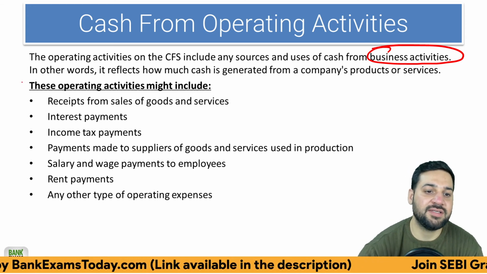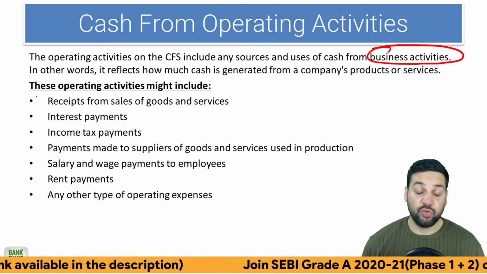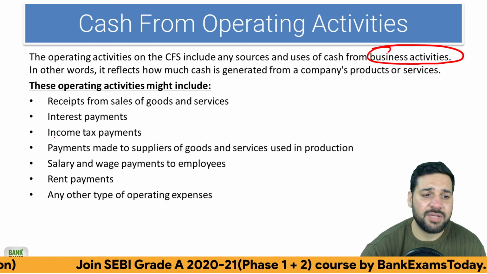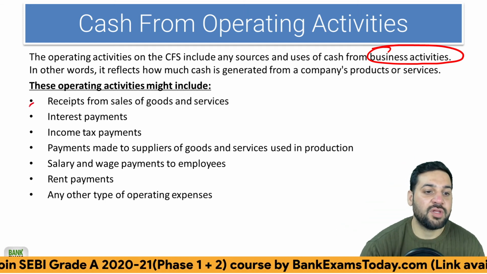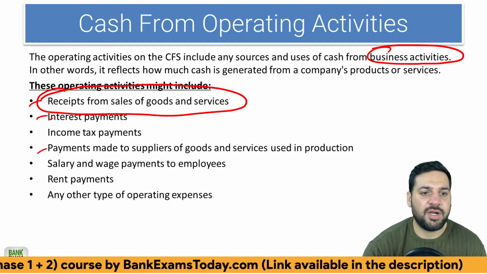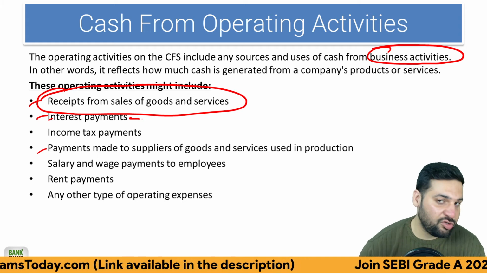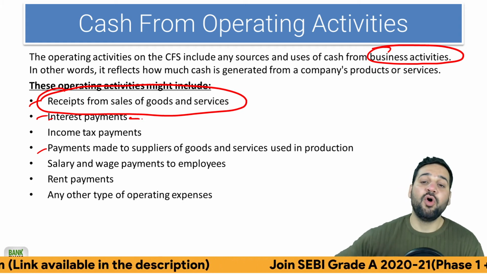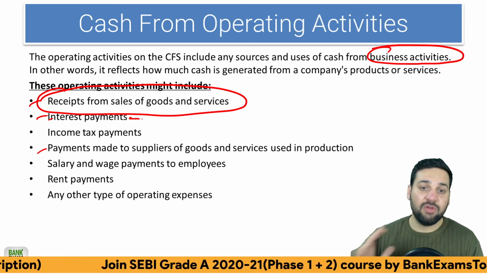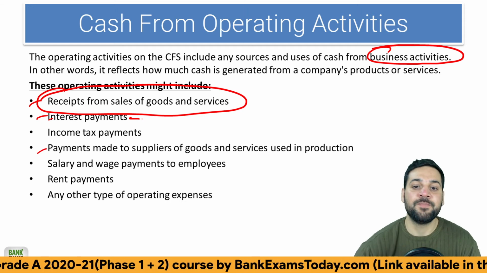Examples of cash flow from operating activities are the cash received from the customers for the goods that you sold to them, or the payment made to the suppliers, or the interest payment, or the income tax payments. The important part is receipt from sale of goods and services. Interest payment is operating in case you are in the business of banking and NBFCs. Whatever your regular activity is, the cash flows from that activity are business activity.